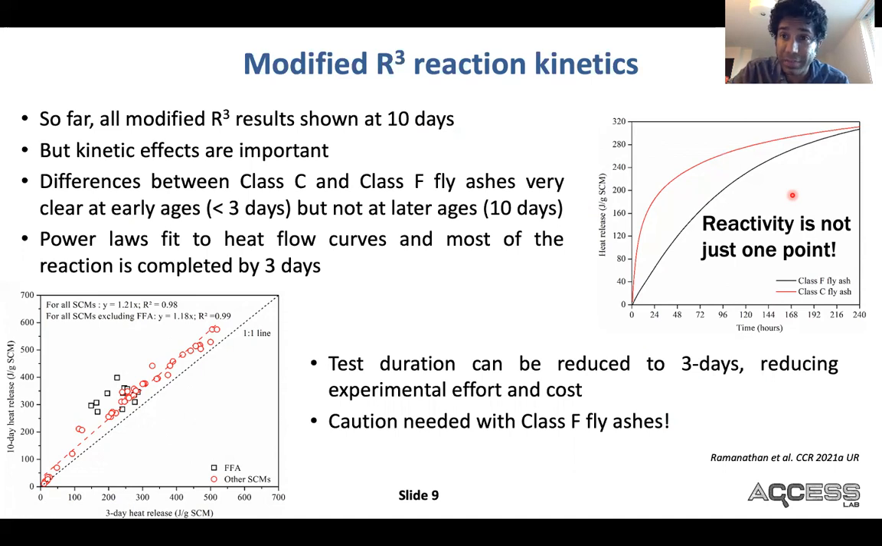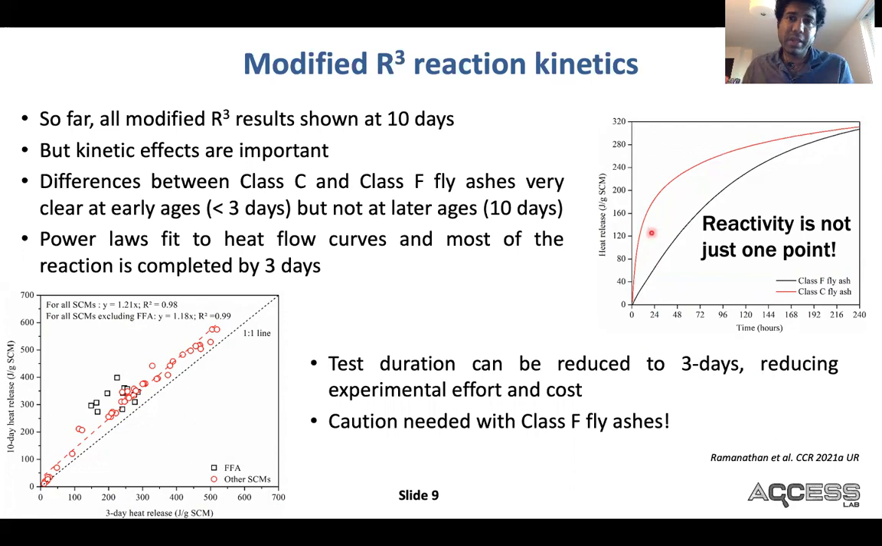When you look at a class C versus class F fly ash, if you look at only the 10-day, you'll be like, oh yeah, these materials are exactly the same. But this is absolutely not true. If you look at 1 day or 3 day, these materials are very different. And this is, of course, how these materials behave in concrete, only this is an accelerated test. So early age differences are apparent in class C versus class F fly ash. Later age differences are not.